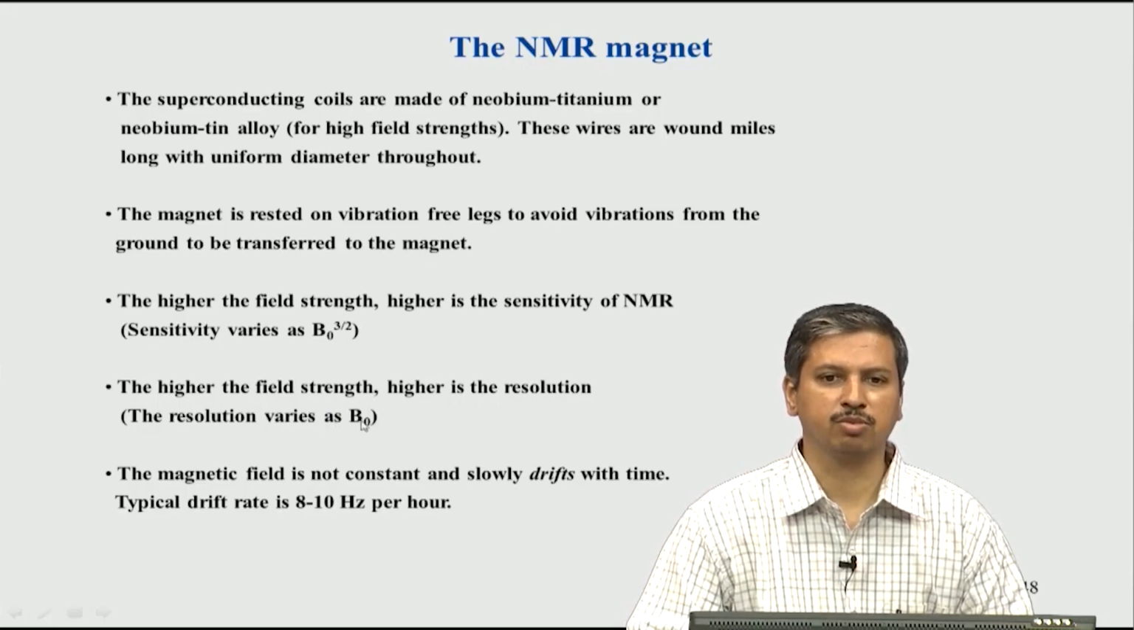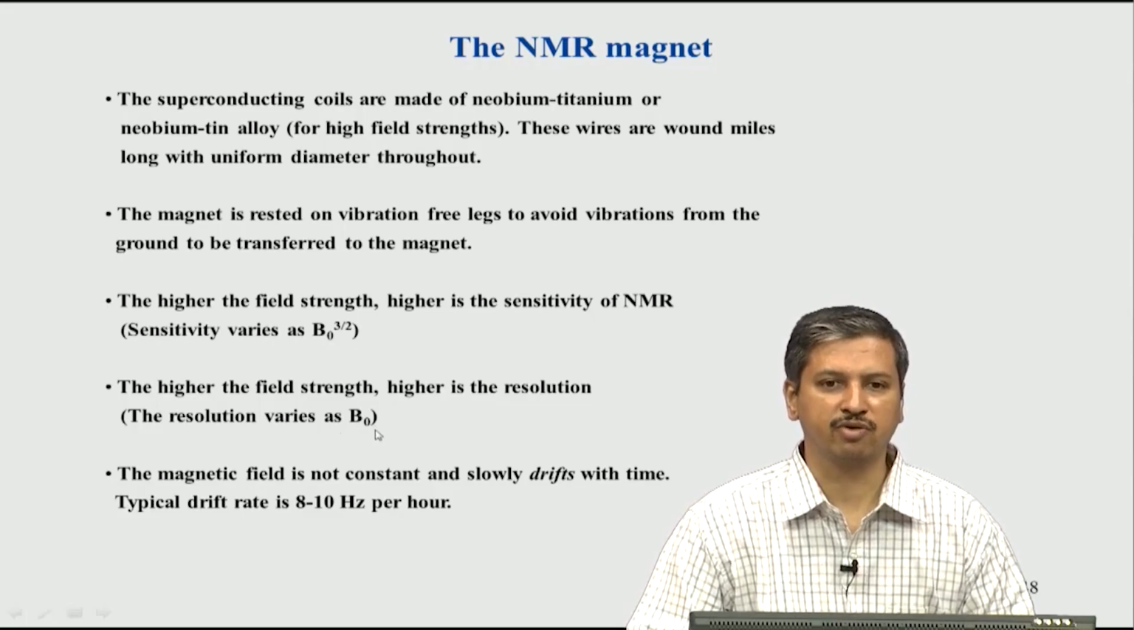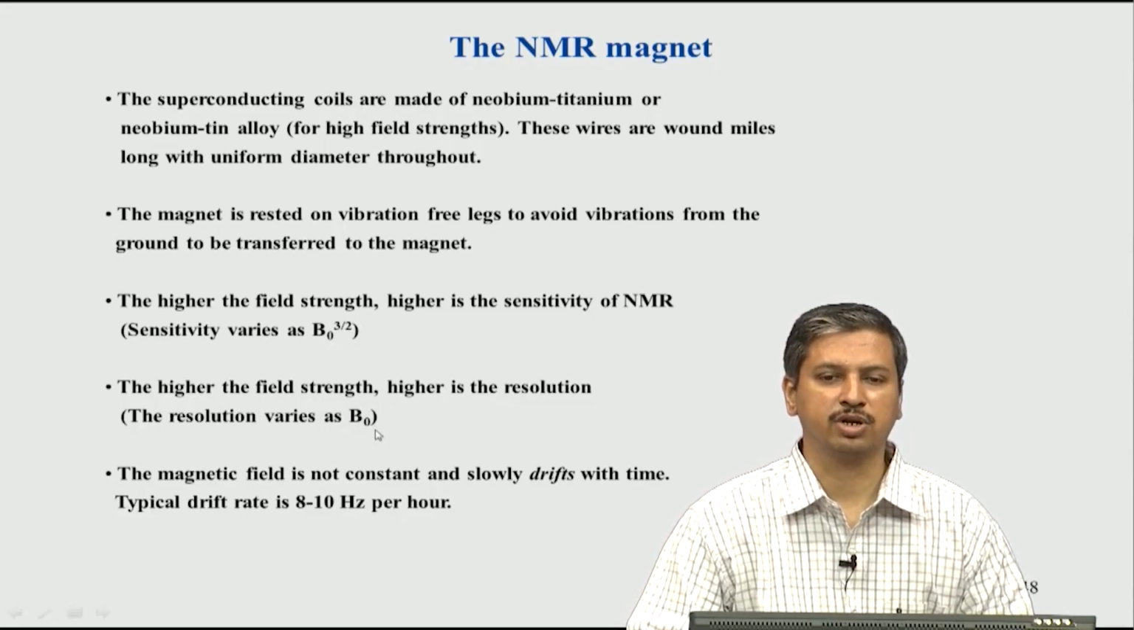So, not only does increasing the magnetic field improve the sensitivity by this factor, but it also increases resolution linearly. Here it is a straight linear relation. As you double the magnetic field, you double the resolution. And what is the resolution? Resolution is basically how easily you can separate two lines, two peaks in an NMR spectrum. We will see that more in the coming slides.